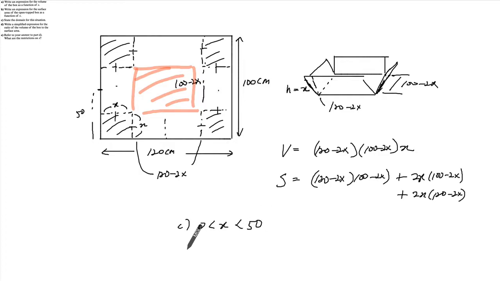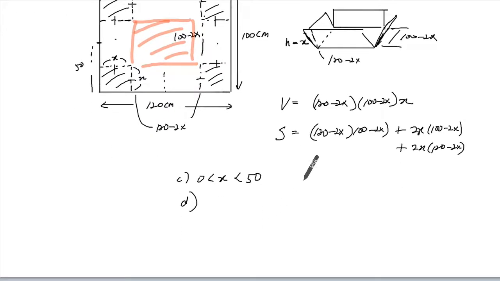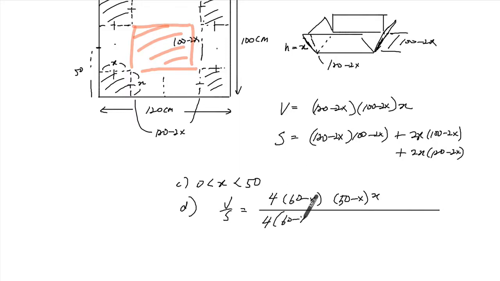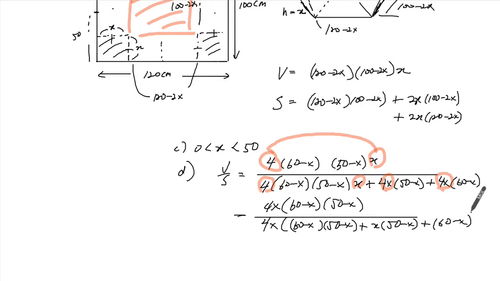And then this is part D: write a simplified expression for the ratio of the volume to surface area. I'm going to factor out a 2 and 2 from here. I get this. I could have done exactly the same thing with this. Note that 2 and 2, I can just combine to get a 4. And same here. Then you can also factor another 2 from there to combine with that 2 to get 4. And same here, factor out a 2 from here to get a 4. So that's all factored out.